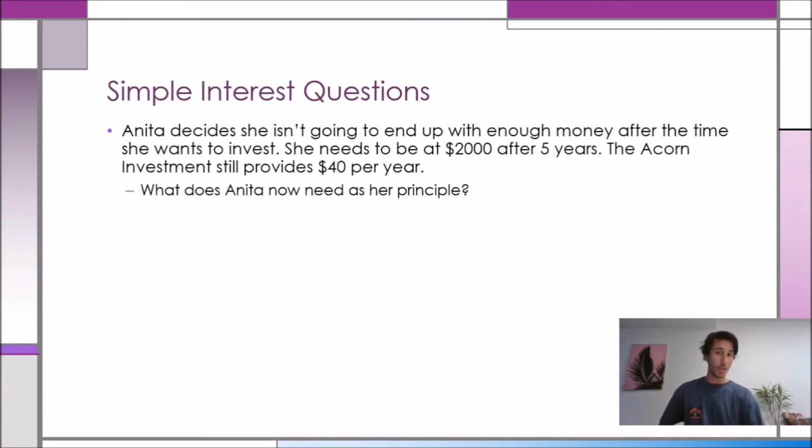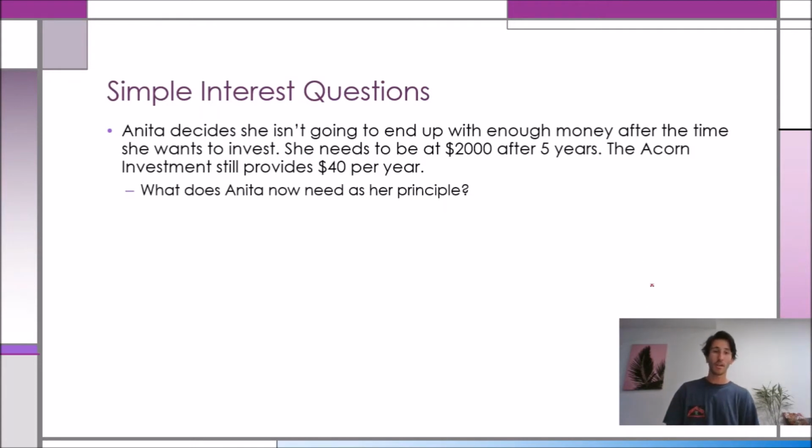And I was joking, that wasn't the last simple interest question, this is. Anita decides she isn't going to end up with enough money after the time she wants to invest. She needs to be at $2,000 after 5 years. The Acorn investment still provides $40 per year. What does Anita now need as her principal? Well, let's think about this. She needs to have $2,000 at the end of 5 years. So that means we can even be starting here.